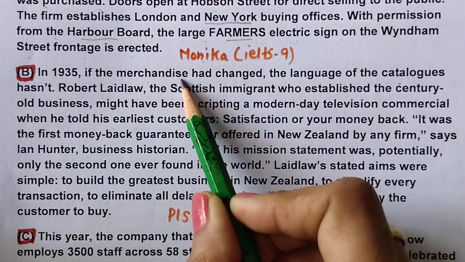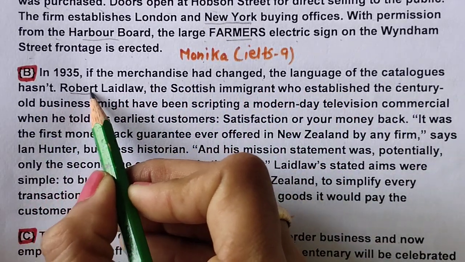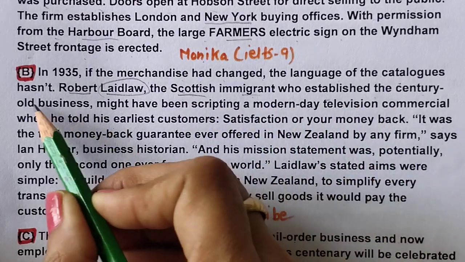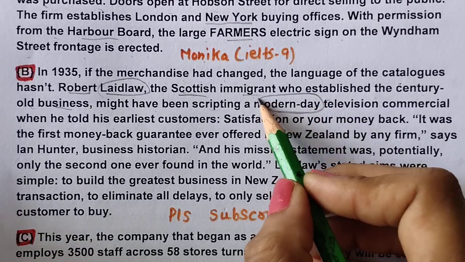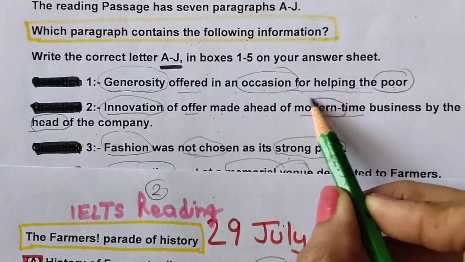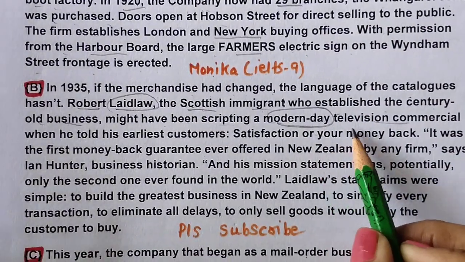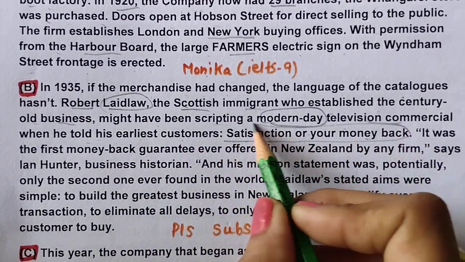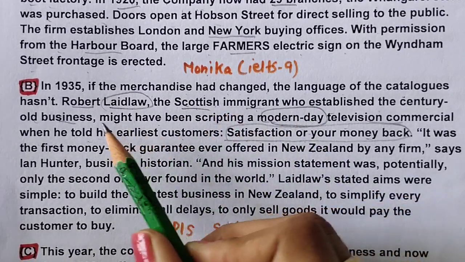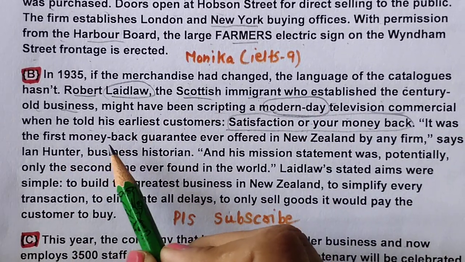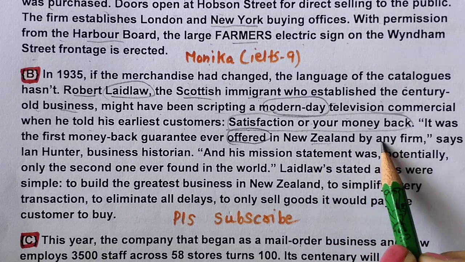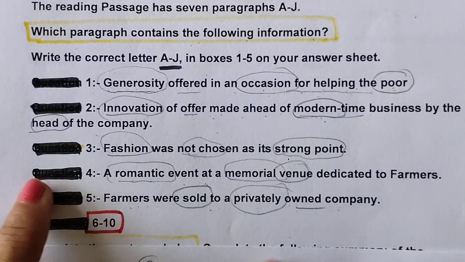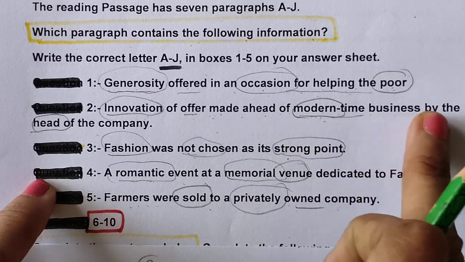So in merchandise had changed the language of catalogs, hasn't Robert Lidlaw, the Scottish immigrant who established the century old business, might have been scripting a modern day television commercial when he told his earliest customer, satisfaction or your money back. So he is the person who had established the company. It means he is the owner. It was the first money back guarantee ever offered in New Zealand by any firm, says Ian Hunter, a business historian. Okay, so here, innovation offer made ahead of modern time business by the head of the company.